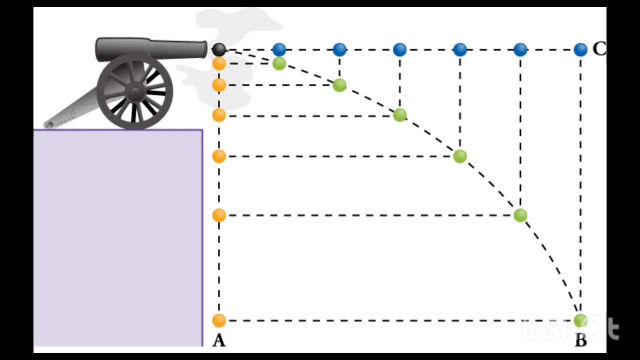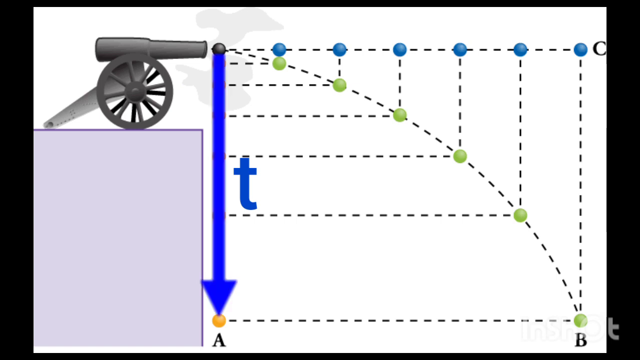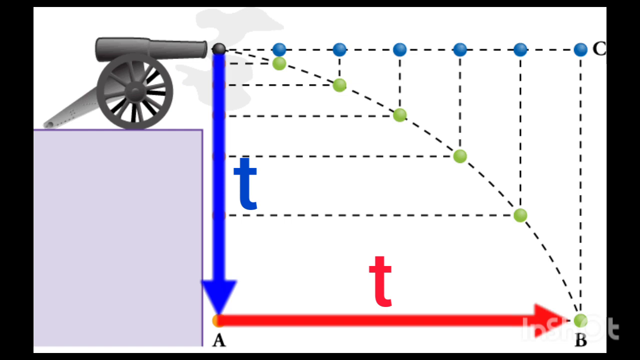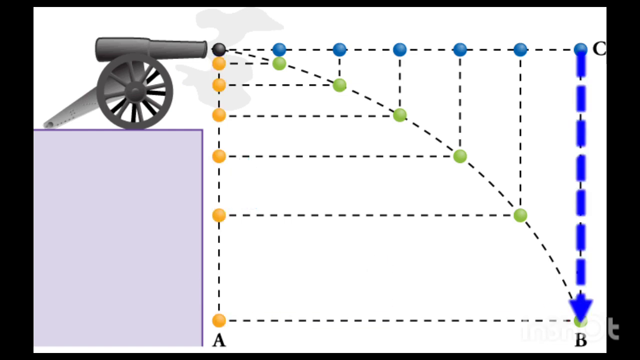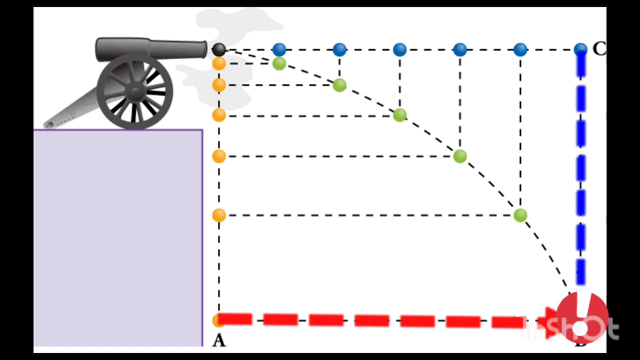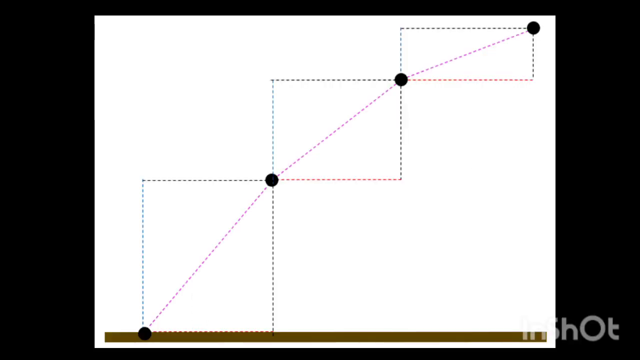In other words, the time taken by the projectile to cover the vertical distance is equal to the time taken by this projectile to cover the horizontal distance, as long as the vertical and the horizontal distances intersect at a common point. This concept is the same when the projectile moves up at angle projections.